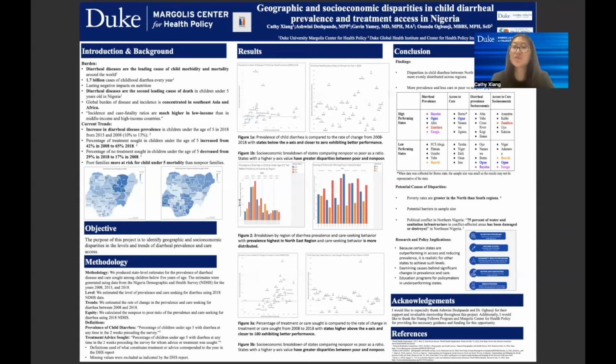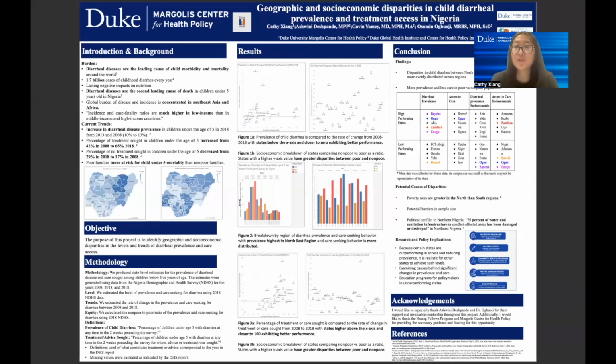Lastly, in terms of potential causes of disparities, the poverty rates are greater in North Nigeria than South Nigeria. This can explain why North Nigeria exhibited the most prevalence and less care. There are also potential barriers in sample sizes in a lot of these populations. This can explain why states such as Borno State or Zamfara State, which are located in the north, performed very well in terms of prevalence and care. It just may not be representative of the state in general, but this can also be further explored.